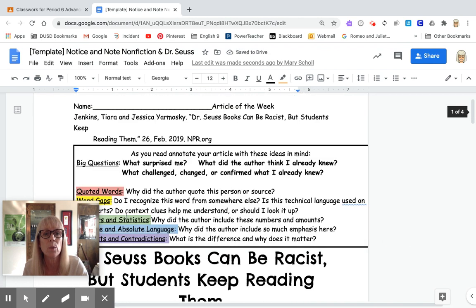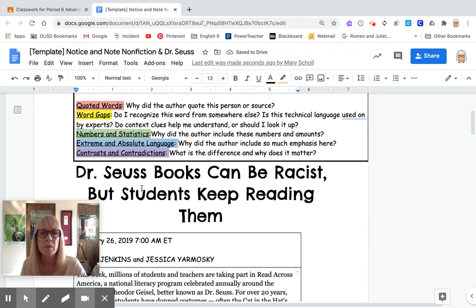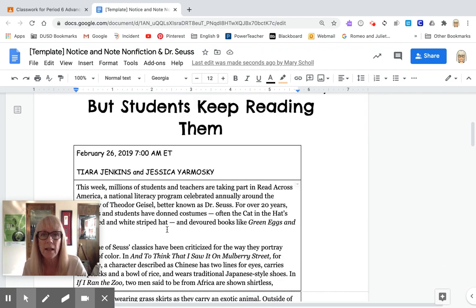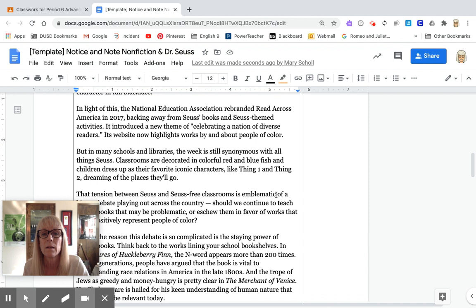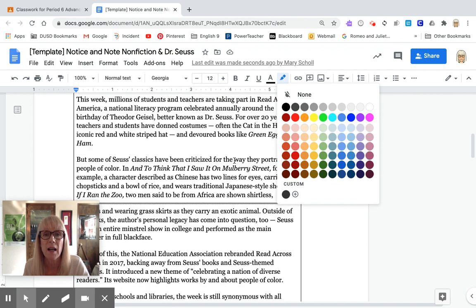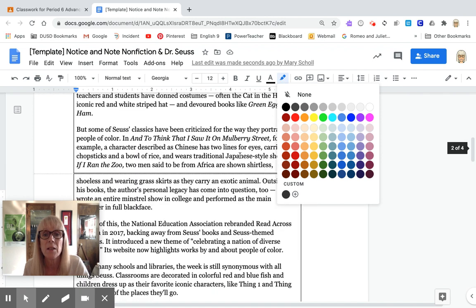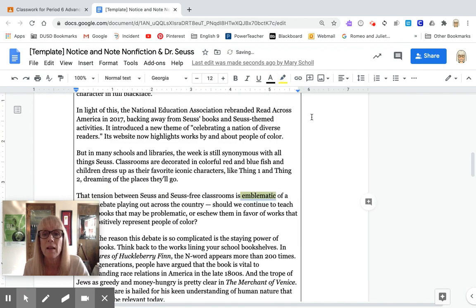All right, we're going to go back and we're going to find the next one. Word gaps. Word gaps are vocab words that you don't understand. So like I said, for all of you, this could be something different. But let's go down. Emblematic. Maybe I don't know what emblematic means. And I know from the key, I'm supposed to highlight it. I go back up in yellow. So I highlight it in yellow.